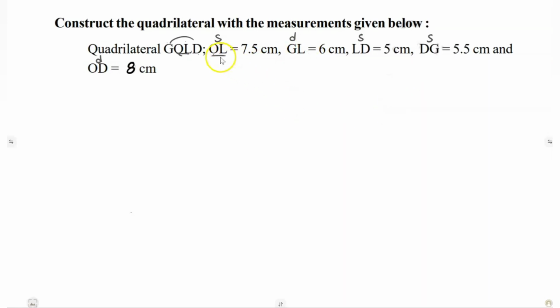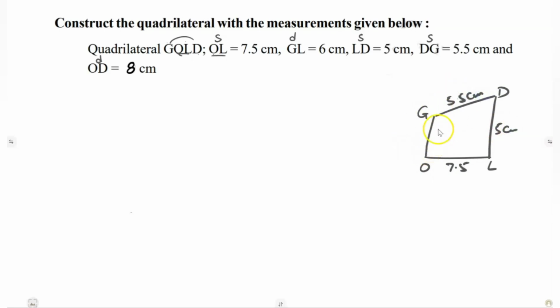If you want to construct the figure, first of all, let us take any one of the sides as base. So let us take OL as the base. Let us draw it at the bottom, OL, and obviously G comes up. You can draw any shape of quadrilateral. So GOLD. Let us write the measurements given on this. 7.5 centimeter. LD is 5 centimeter. And GD or DG, which is 5.5 centimeter. And you are given GL, which is a diagonal, 6 centimeter. And you are given another diagonal OD, 8 centimeter. So this is your rough sketch.